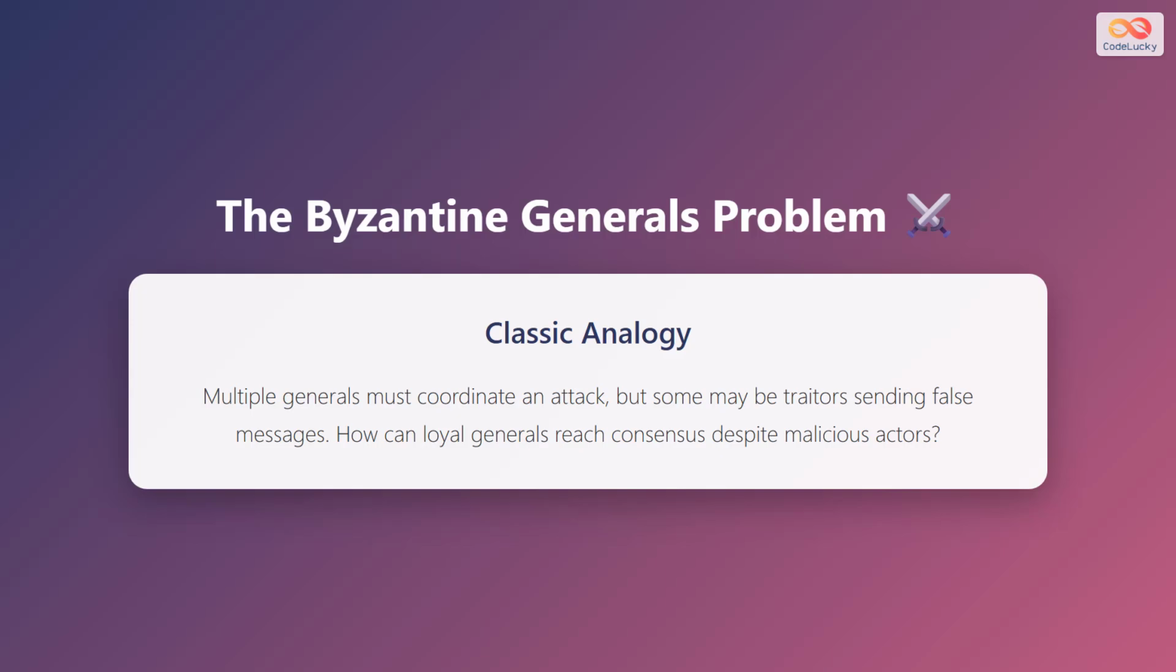The concept gets its name from the Byzantine Generals Problem, a classic analogy in computer science. Imagine multiple generals surrounding a city trying to coordinate an attack. They communicate through messengers, but some generals might be traitors who send false messages. The challenge is, how can the loyal generals reach consensus on whether to attack or retreat despite the presence of traitors? This allegory perfectly captures the challenge distributed systems face when some nodes cannot be trusted.